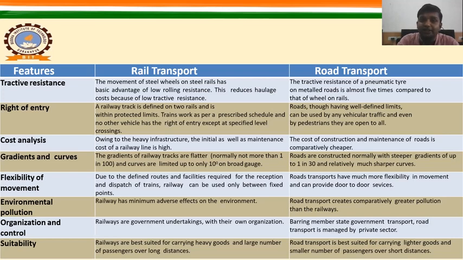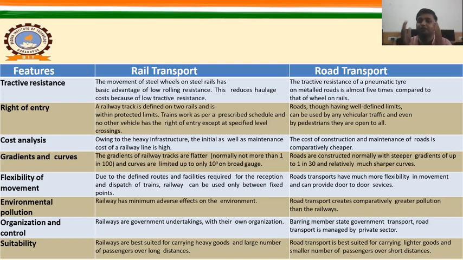Now, organization and control. The railways are a government undertaking with their own organization, whereas road transport is managed by the private sector, besides state government transport. Suitability: railways are best suited for carrying heavy goods and a large number of passengers over long distances. And road transport is best suited for carrying lighter goods and a smaller number of passengers over short distances.